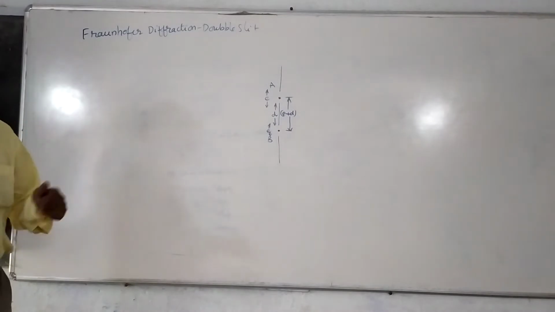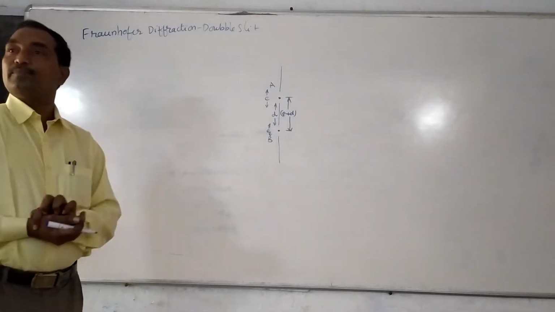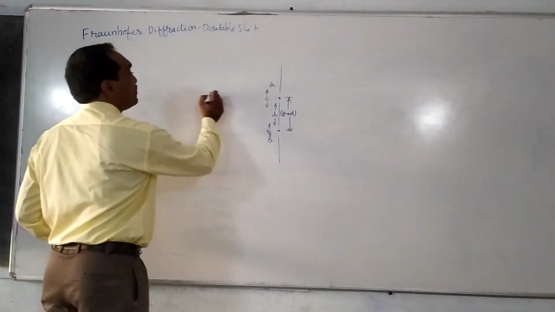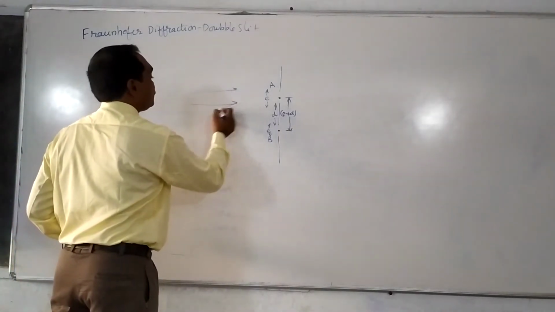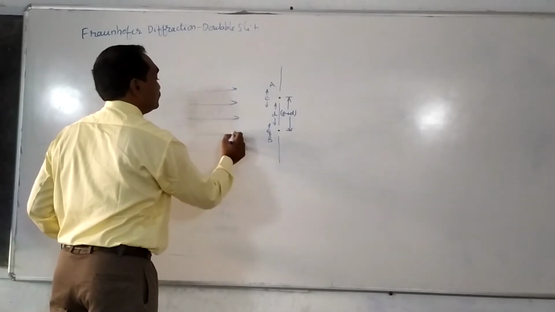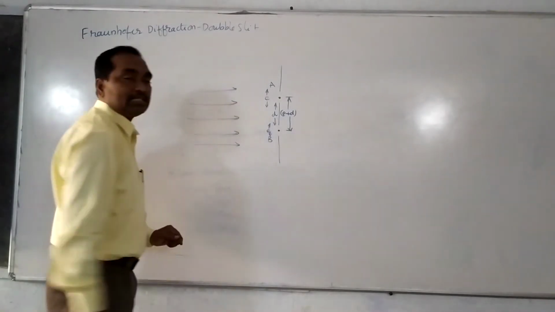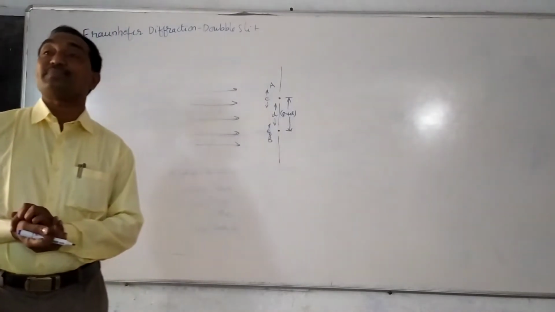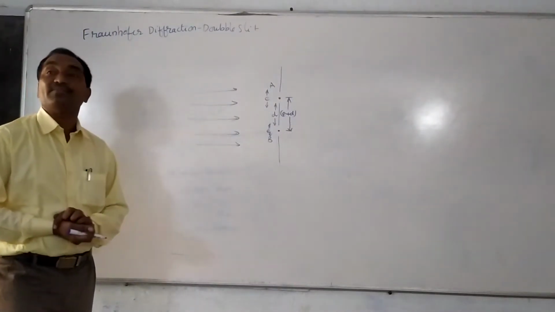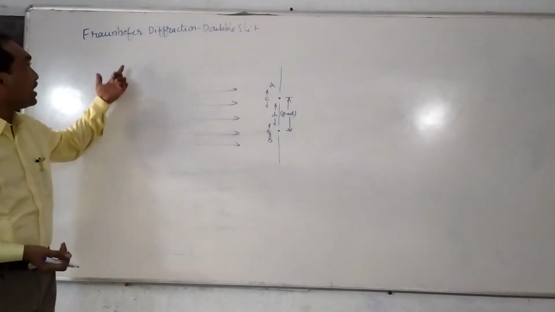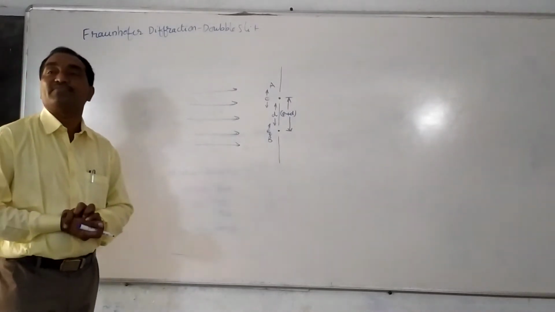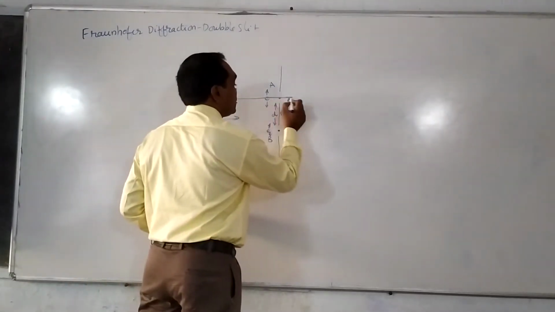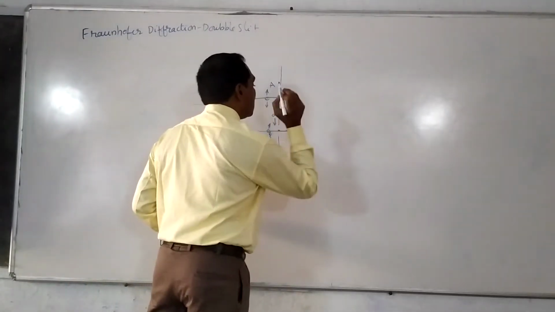Now in Fraunhofer diffraction there is a plane wave front. The plane waves are coming like this, because the source is at infinite distance, so the rays coming from this infinite distance are parallel rays. It gives a plane wave front, because in Fraunhofer diffraction we require a plane wave front. Now these rays will be incident on the screen just like this.